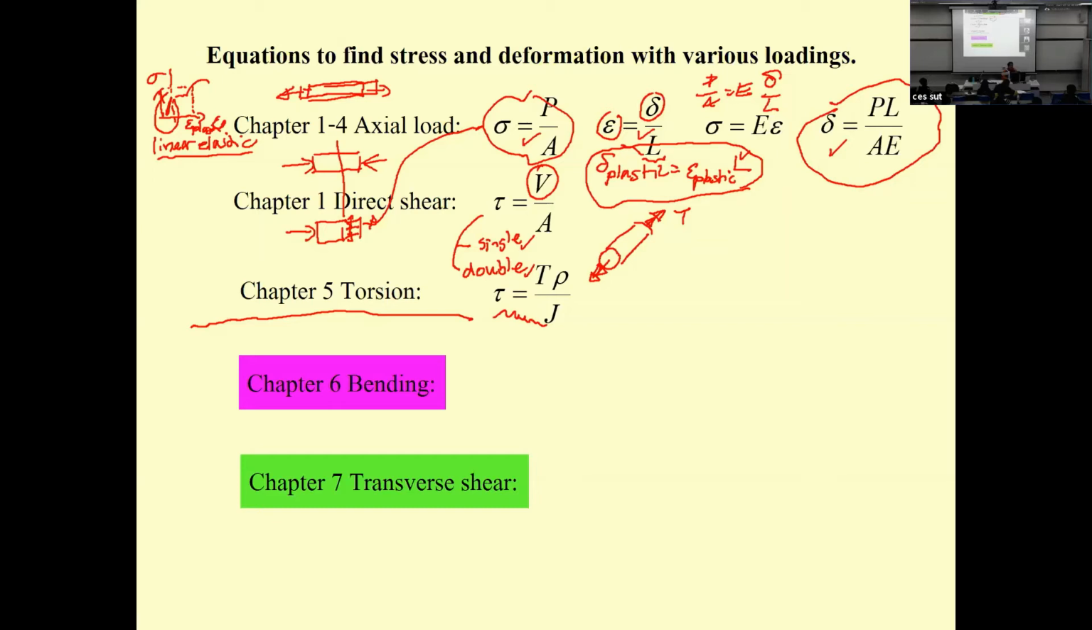Okay, that's it for chapter 5. You have the torsion in chapter 5. And then tau also has the shear stress strain diagram. Okay, and the shear stress strain diagram has a shape like this. And again, the first portion of this is linear elastic. And then we have the relationship tau equal to G gamma.